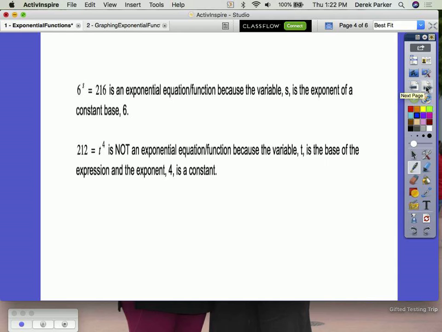Here are a few examples. 6 to the s power is 216 is an exponential equation or function because the variable s is the exponent of a constant base 6. Again, if the variable is the exponent, it is an exponential function. 212 equals t to the fourth power is not an exponential equation or function because the variable t is the base of the expression and the exponent 4 is a constant.